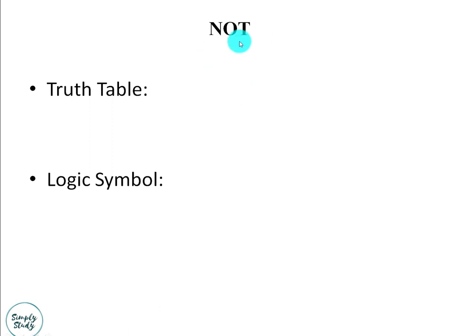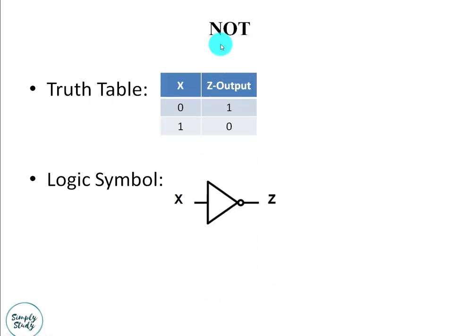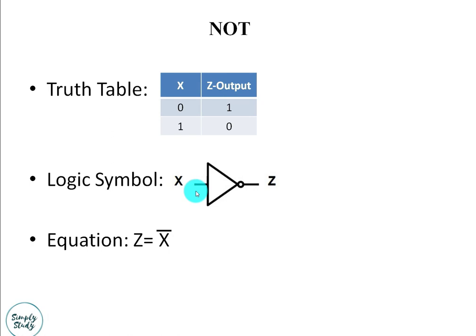Let us see the NOT gate. The logic symbol depicts a single input NOT gate. The output of the NOT gate is the complement of its input. The Boolean equation of a NOT gate can be given by Z = X bar.